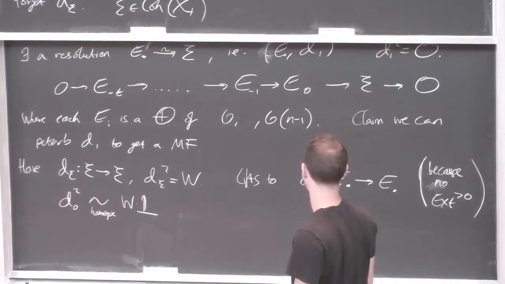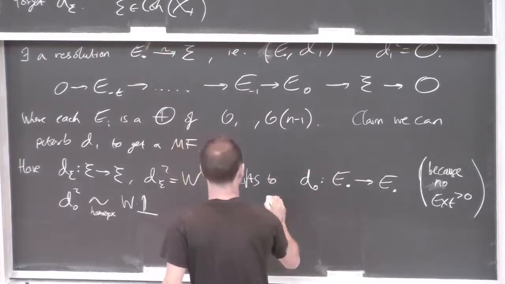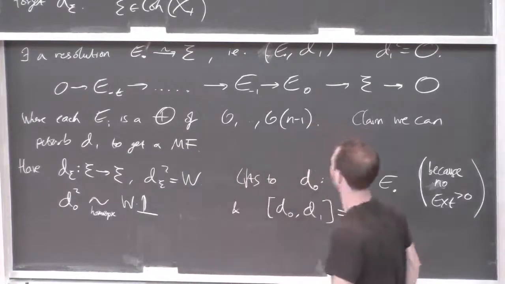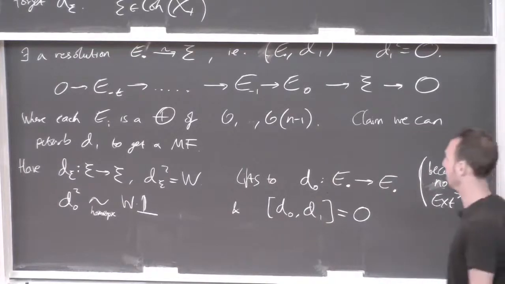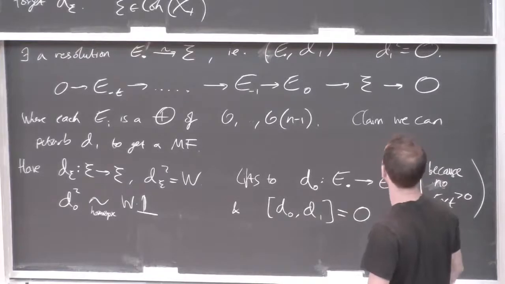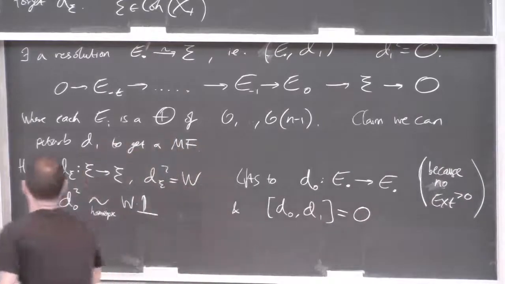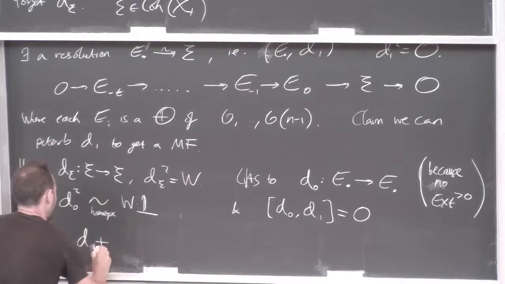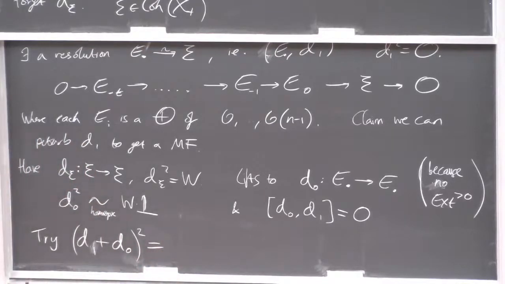Okay. What else can we say about this guy? This is a chain map, which means that it commutes with the differential that we had before. That's what being a chain map means. So now we said, well, the original differential was not a matrix factorization, so let's do a perturbation. What if I consider D1 plus D0? And I square that guy. What do you get out?